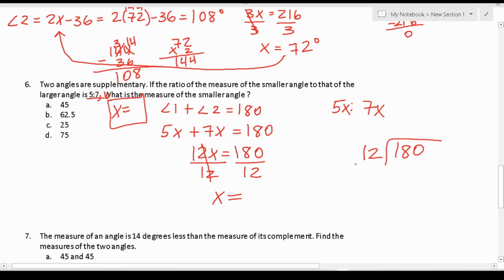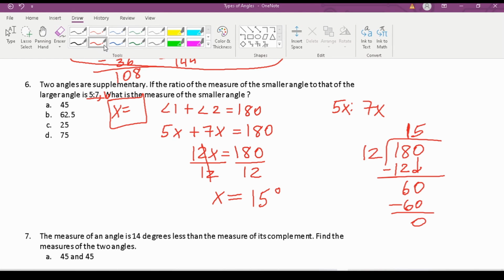Now we're asking ourselves, how many times does 12 go into 1? It doesn't. How many times does 12 go into 18 without going over? That's going to be 1 time, so I'm going to place the 1 over the 8 there. I'm going to subtract out the 12. 18 minus 12 is 6. Drop down this 0, of course. 12 goes into 60 5 times. 12 times 5 is 60. So we can see there's no remainder. So this is going to be 15 degrees. And in this case, let me do a different color so I can highlight it.